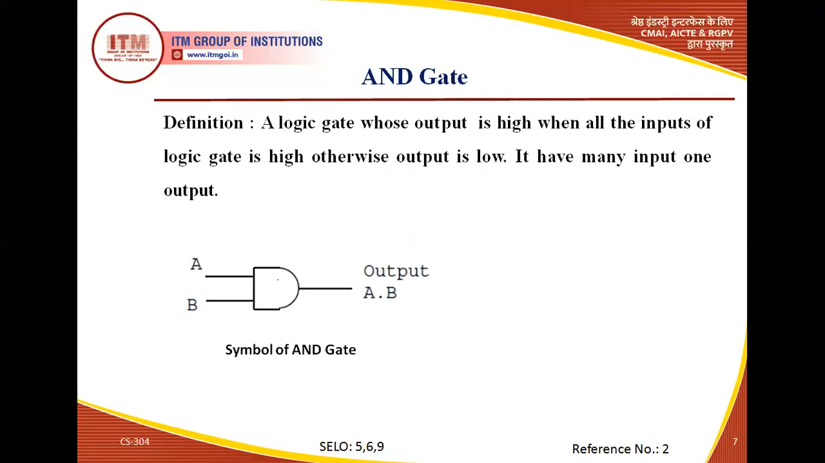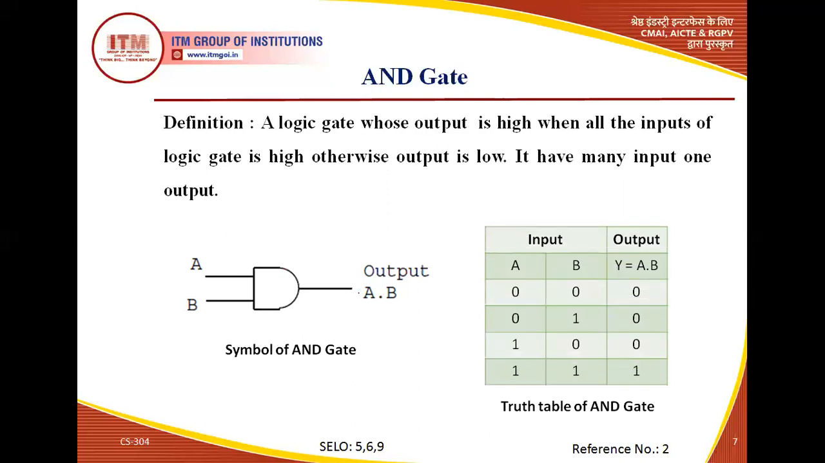The symbol of the AND gate is like a D letter. In the diagram, we see the two input AND gate and the representation is A dot B. The dot represents the AND logical operator. It is not the arithmetic multiplication symbol. It is an AND logical operator. So we can represent the AND operation via dot. That means A and B. So that is the symbol of the AND gate.